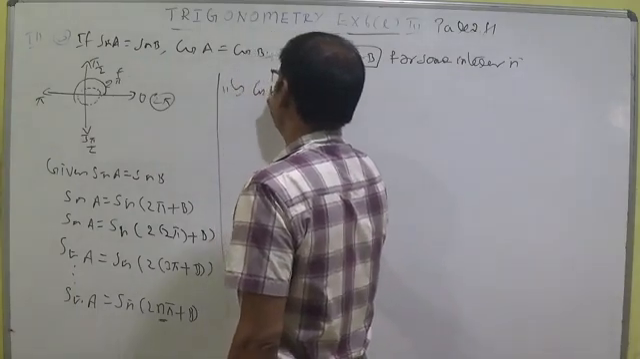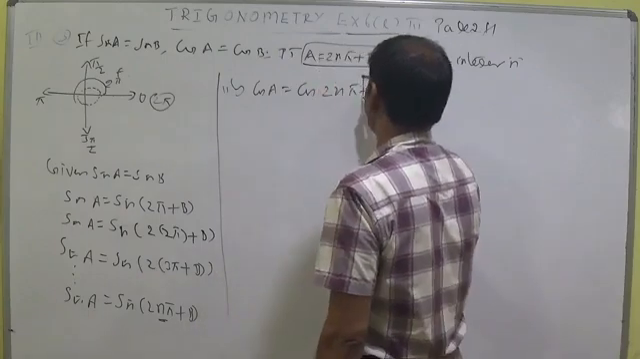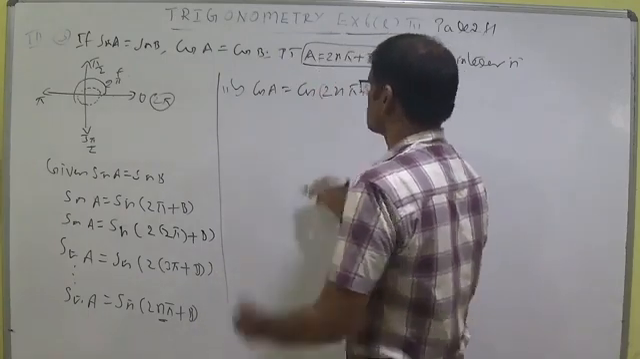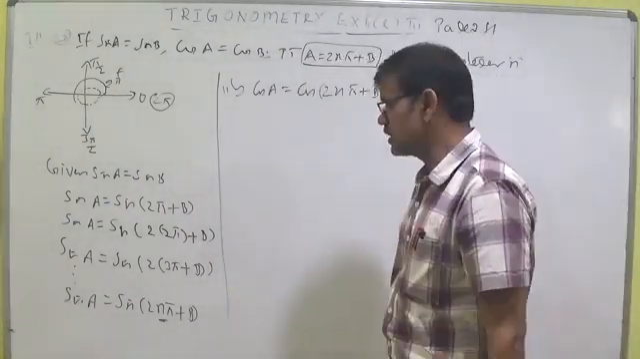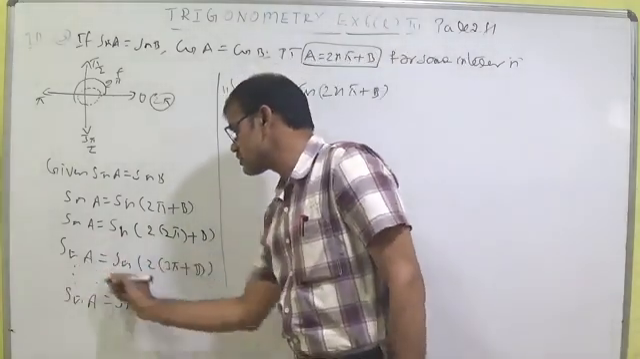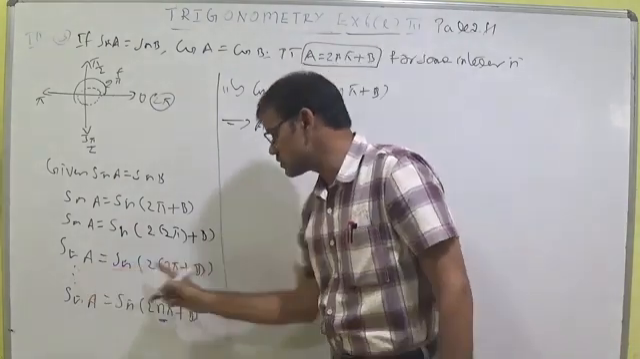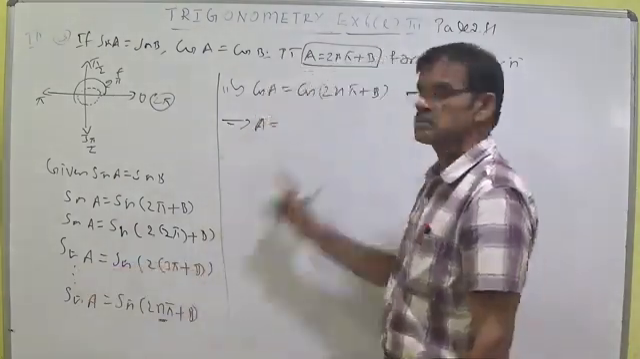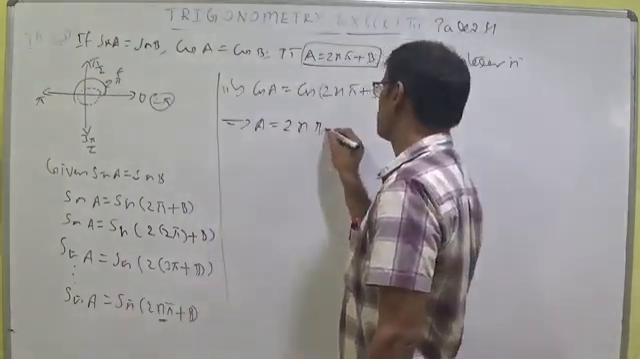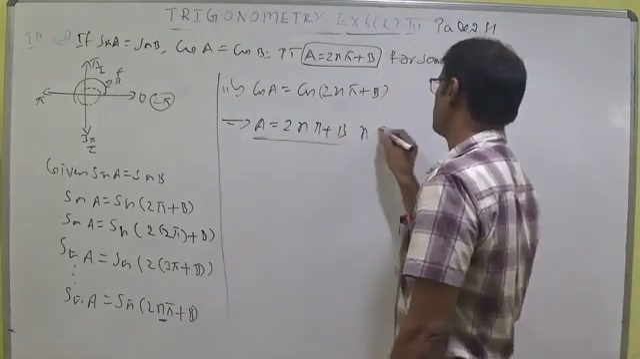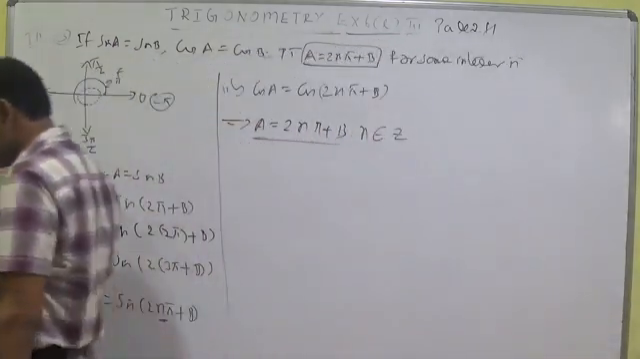Similarly, you can write as cos A is equal to cos of 2n pi plus b. Directly you can write. So you take either sin or cos, anything, by taking inverse function on both sides. Of course, directly you can write that A is equal to, here sin A is equal to sin of 2n pi plus b, cos A is equal to cos of 2n pi plus b. So directly you can understand that A is equal to 2n pi plus b, n belongs to Z. Z meaning integer.